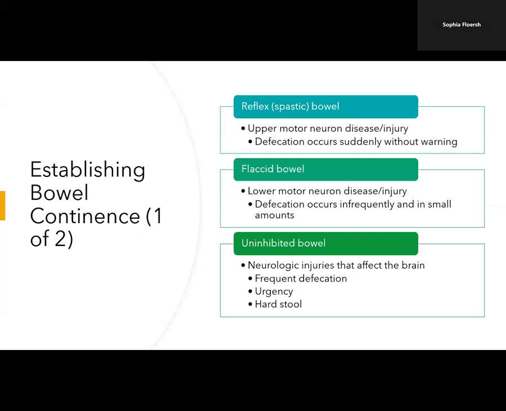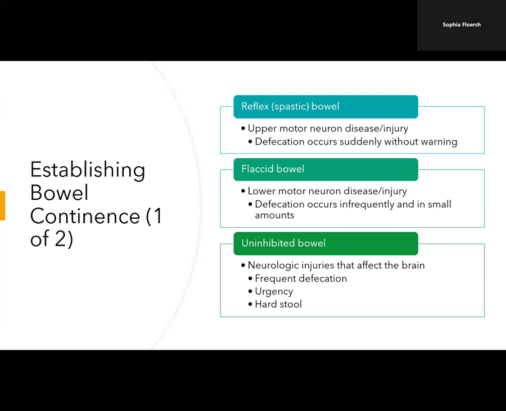Establishing bowel continence. What I will say about this is, once again, you want to go with the least invasive thing you can do. A lot of times you want to just walk your patient. You want to give them things like a high fiber diet. You want to increase their fruit intake before we start jumping into things like giving them a laxative.